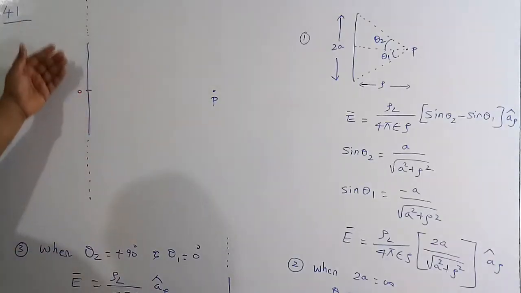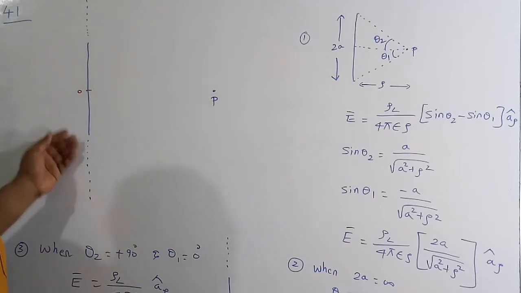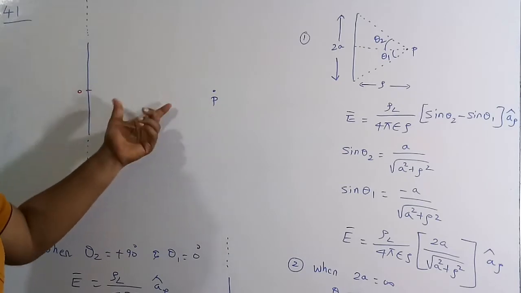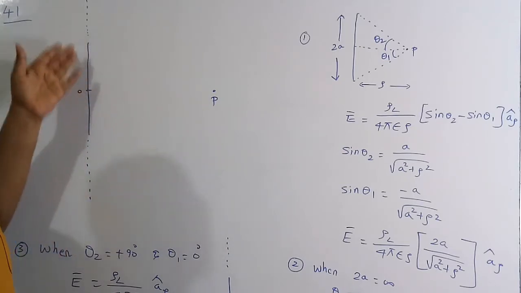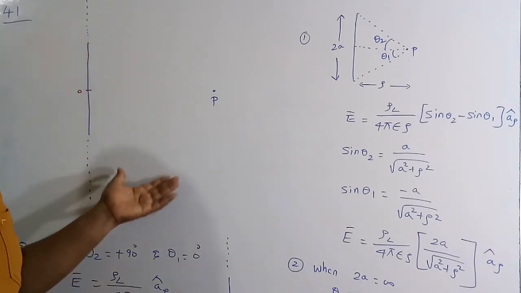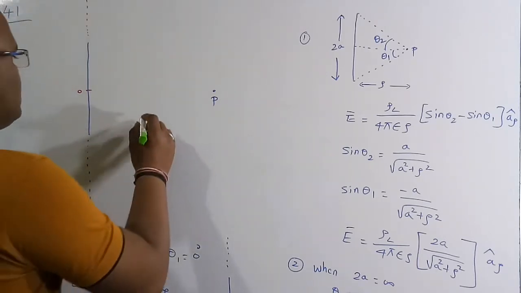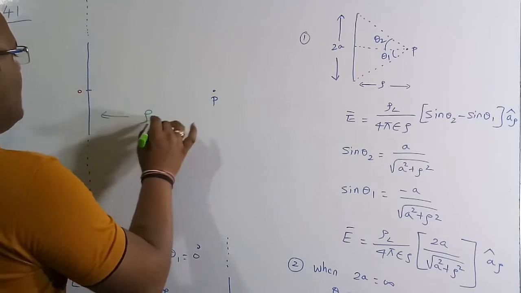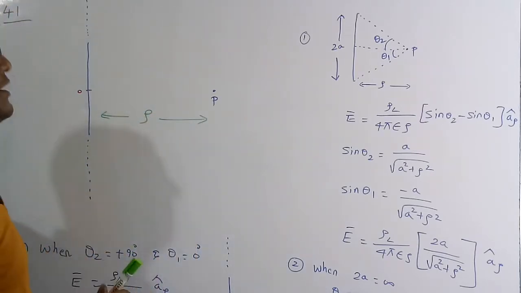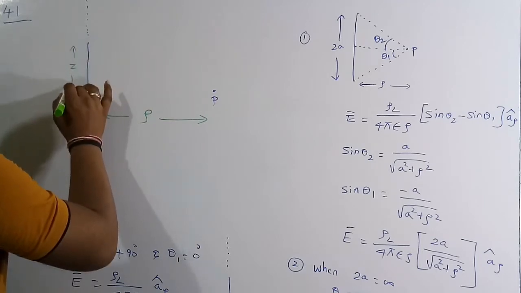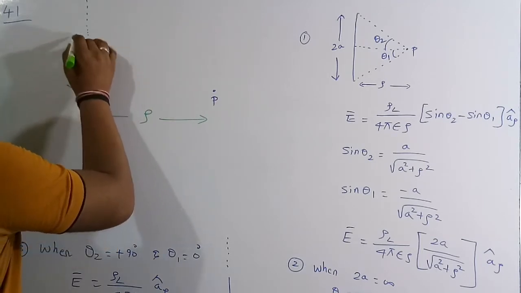So basically this is a very long straight wire, and I am going to take this as the origin O, and this is a point P. The distance between the point P and this line is called the perpendicular distance, which is rho. So rho is the perpendicular distance between the point P and the origin O. Now I am going to take a small element at a height of Z, with a small length dl.